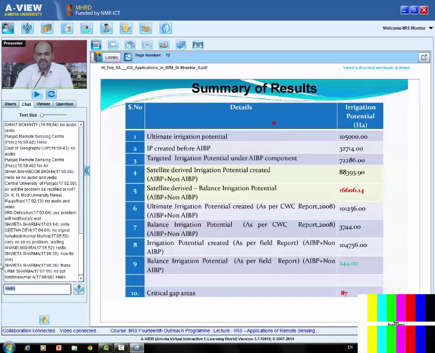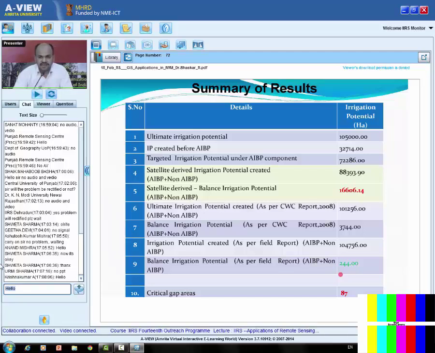Now, when we analyzed this entire project, as you can see, the ultimate irrigation potential of this project was 1 lakh, I think 5,000. Whereas the satellite derived irrigation potential created under this project was 88,393. The reports that CWC or the irrigation authorities have given us say that there is a gap of only 244 hectares of irrigation potential. Means out of total promised irrigation potential, only 244 hectares is not constructed.